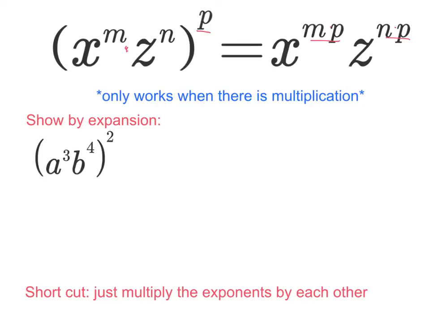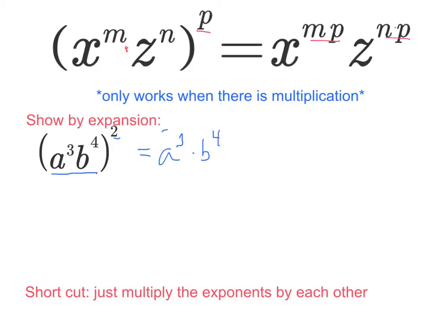So let's look at the example. a to the third times b to the fourth, all raised to the second. All right? So we're going to prove why the rule above works by expanding this. Remember, our base is being raised to the second power. So all that really means is we have a to the third times b to the fourth times a to the third times b to the fourth. So I just expanded this out.